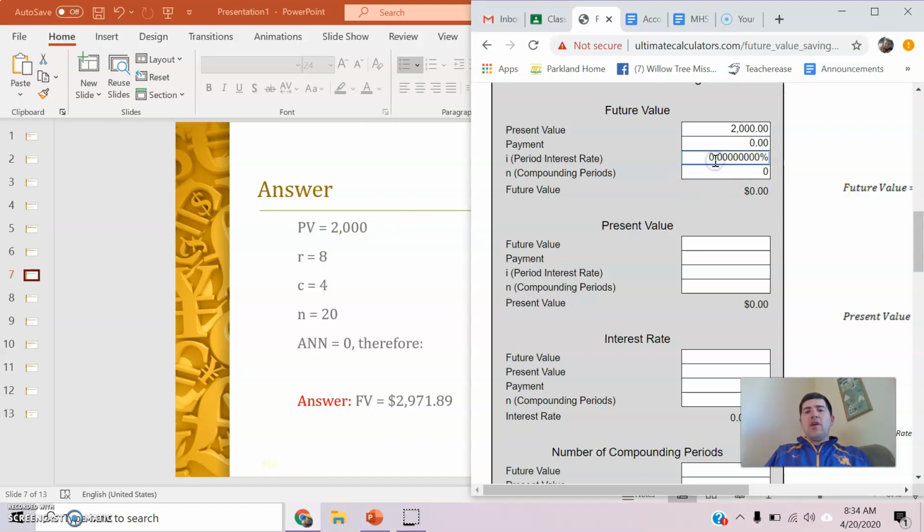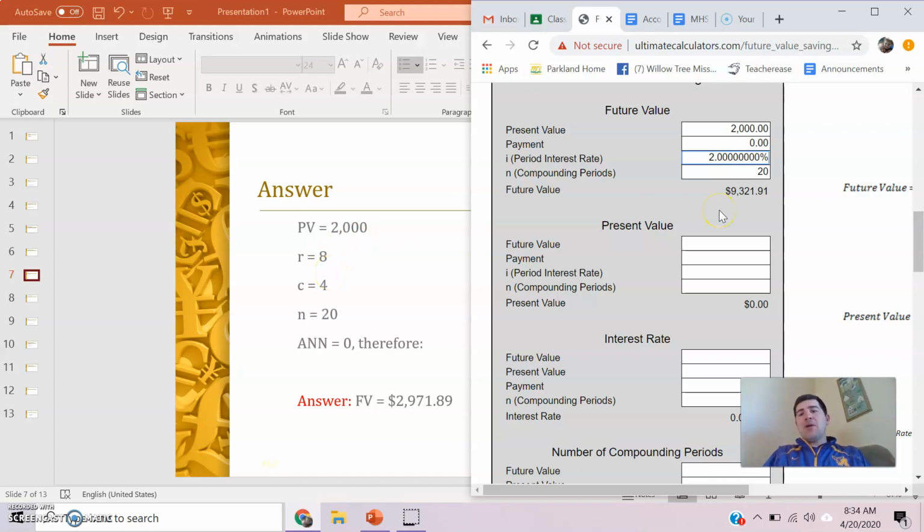And so what we want to do is divide that 8% by the number of periods. So that's 2% times the number of compoundings, which is 20. So that's $2,971.89. If I messed up and I didn't divide that 8% by the number of interest periods and instead used an annual rate, you can see how much that changes it, substantially. It goes all the way up to 9,000. So you really need to make sure that you divide the rate by the compounding period.